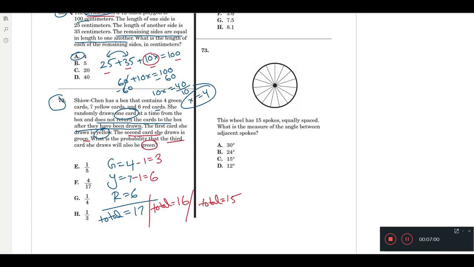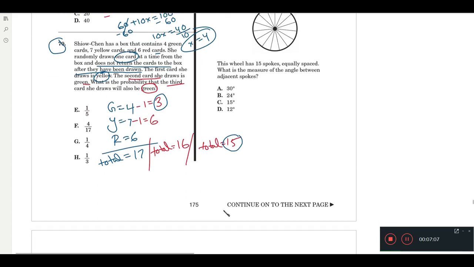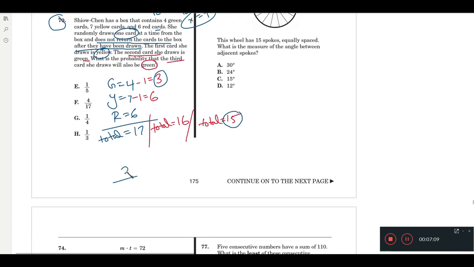So, how many green do we have now? 3. And what is the total? 15. So 3 out of 15. You can simplify it to 1 over 5: divide by 3 and you get 1 over 5.